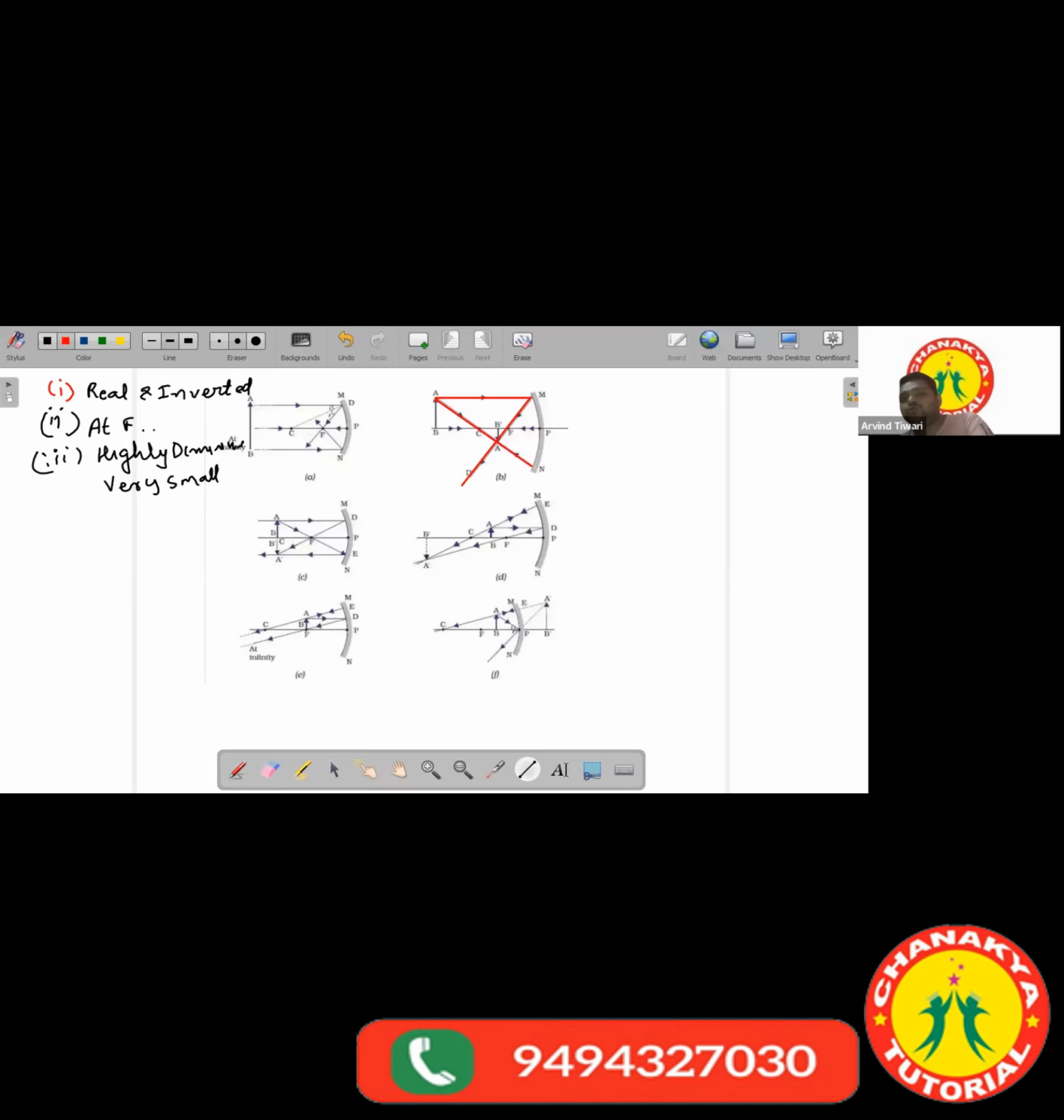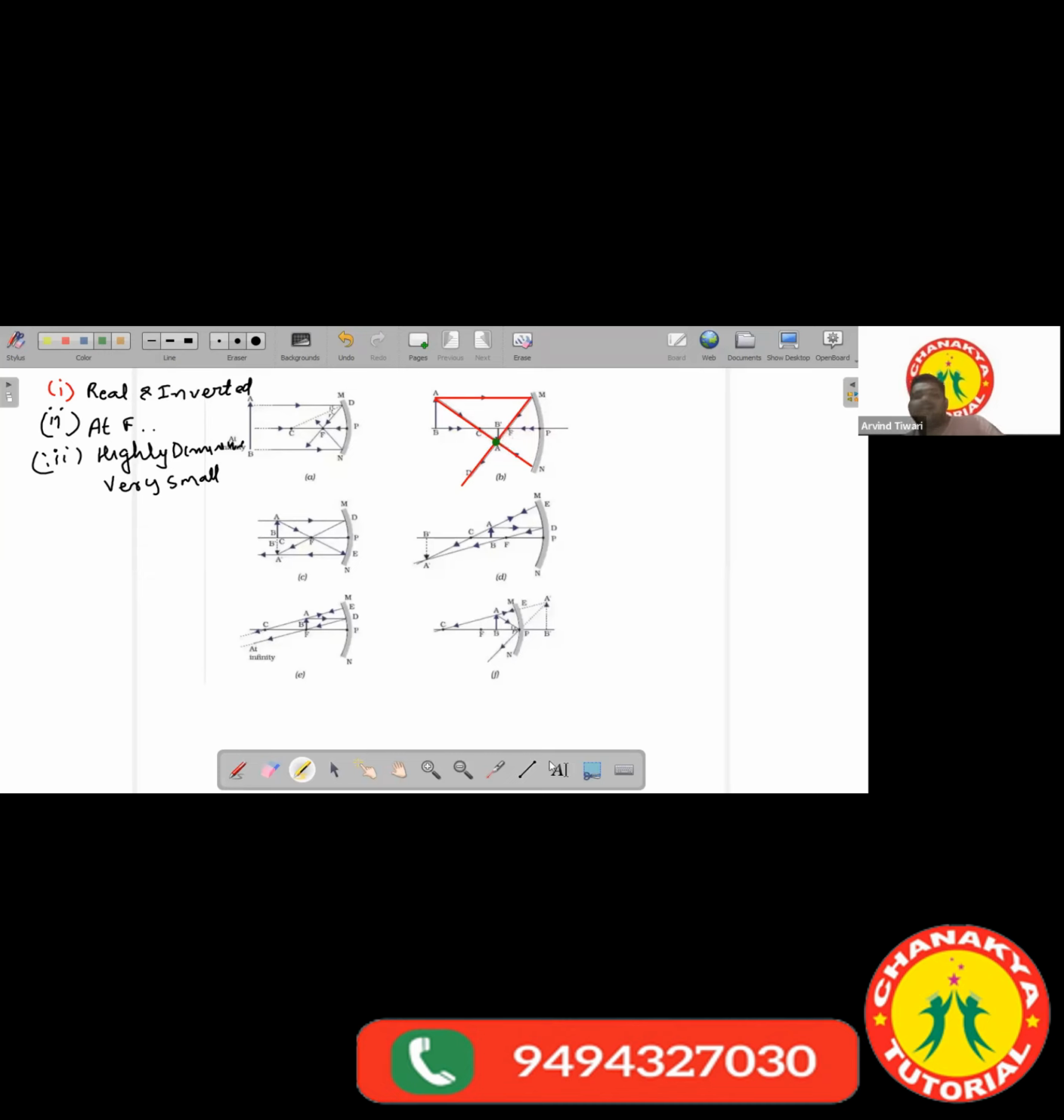So using the two rules that we have studied, that if a ray of light is incident parallel to the principal axis, it will pass through focus, and if a ray of light passes through the center of curvature, it will revert back in the same direction. So the two light rays meet at a common point after reflection, at this point, and hence a real and inverted image is formed.